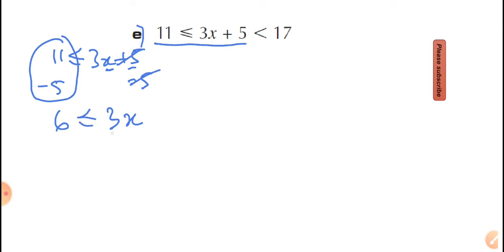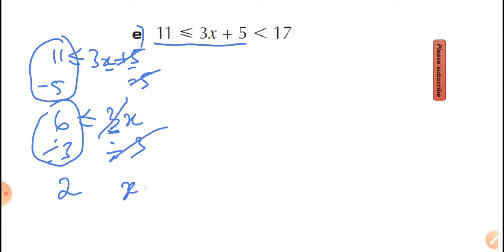Now finally, to get the x on its own, I have to get rid of this times 3. So I have to divide by 3 on the right, and I have to divide by 3 on the left. So on the left hand side, 6 divided by 3 is just 2. On the right hand side, the times 3 and the divide cancel out, leaving just x, and then just copy the sign down. So for question E, x has to be equal to or greater than 2. So that's just for the left side of the equation.